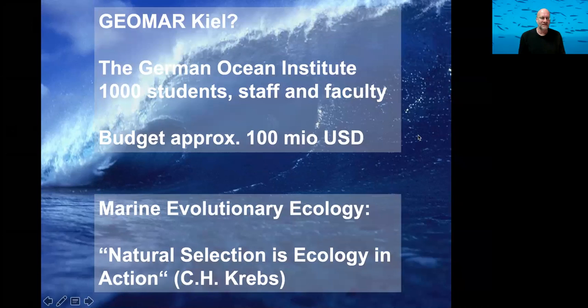That's, if you will, the German Ocean Institute. So we have grown rather large in the past decade. At the moment we are about 1,000 students, staff, and faculty, and our budget, including third-party funding, is about 100 million US dollars. I hope you don't feel offended that I have the US dollar here, not the Canadian one.